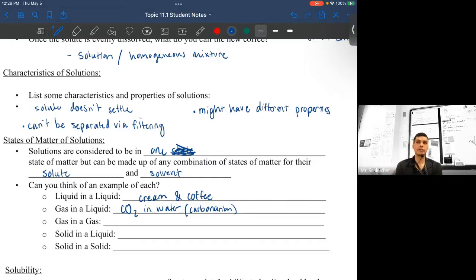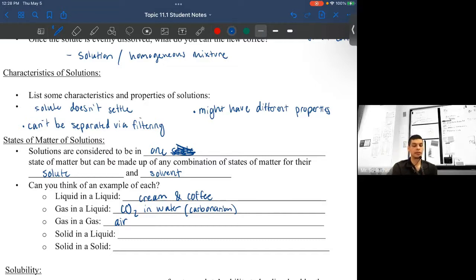Now, a gas can also be dissolved in a gas. If gases mix together, we also call it a solution because it's a homogeneous mixture. So any sort of air that we breathe, that is a gas dissolved in a gas. The atmosphere is filled up with nitrogen gas, and it's like 70% of our air. But then dissolved in that nitrogen gas are things like oxygen, argon, carbon dioxide, things like that. So we're always breathing in a solution of air.